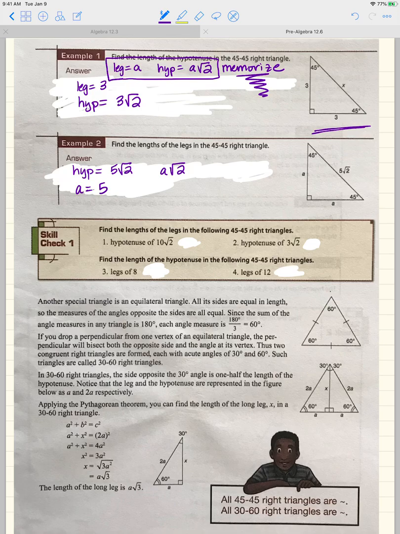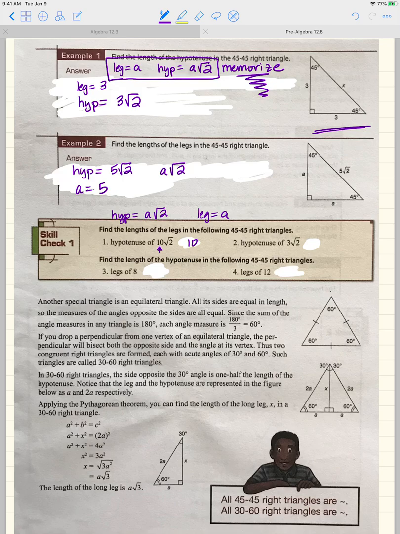Okay? Skill check number 1, find the lengths of the legs in these triangles. So, number 1, we're told we have a hypotenuse of 10 root 2. Hypotenuse is equal to A root 2. Leg is equal to A. So in number 1, what is the length of the leg?